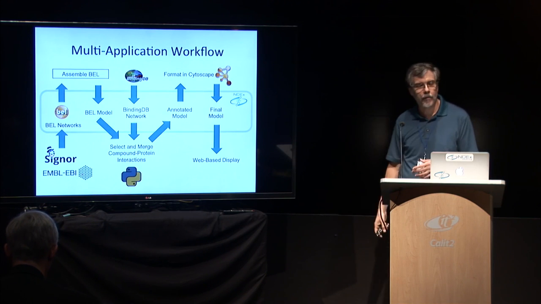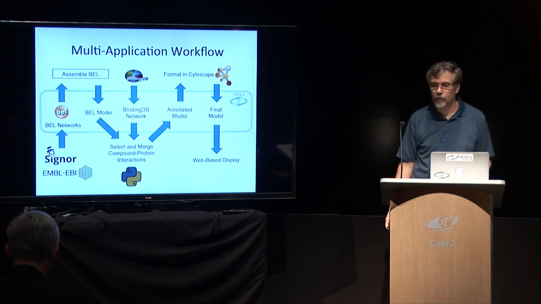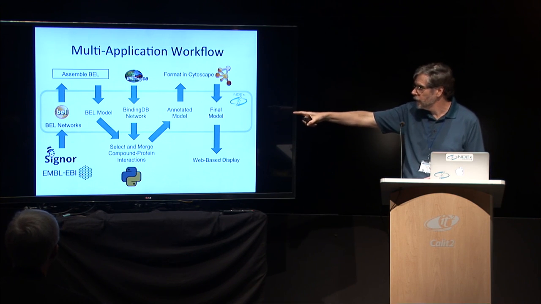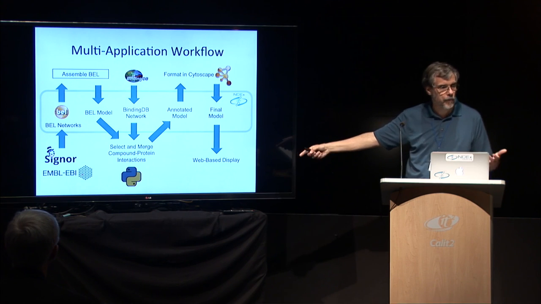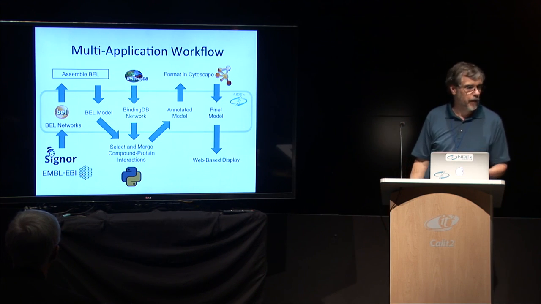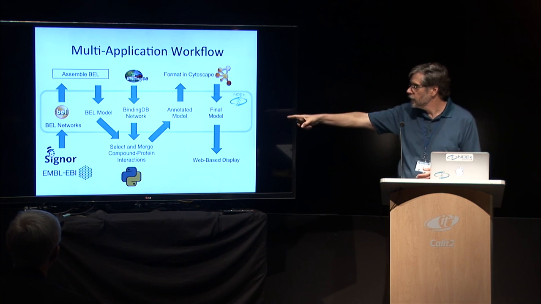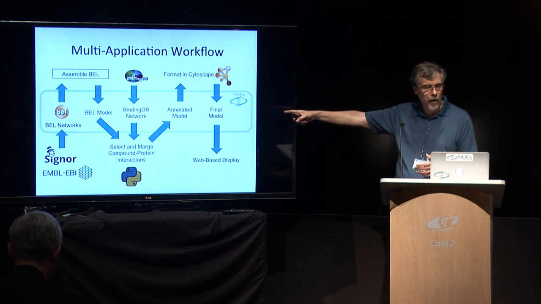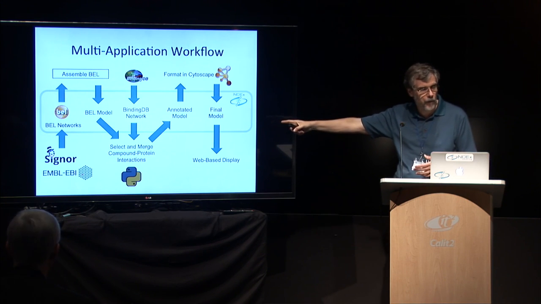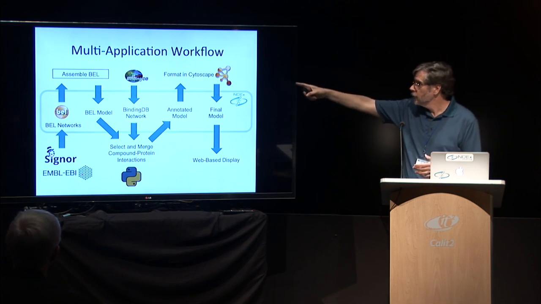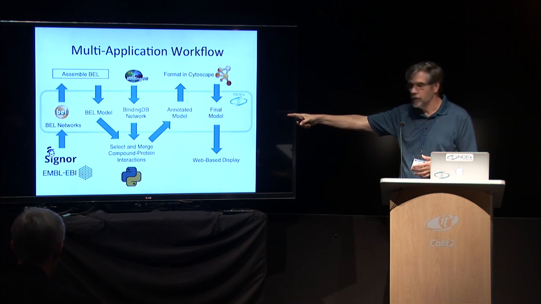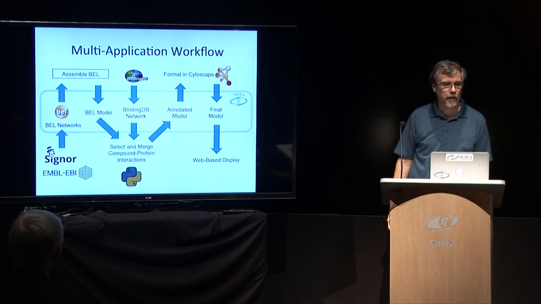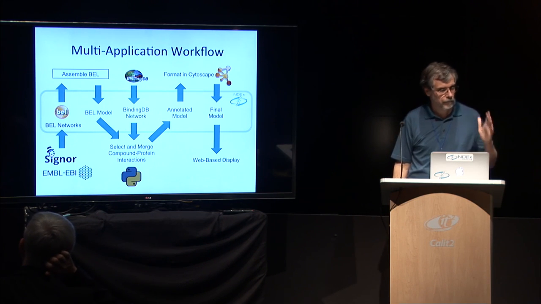And here's an example of a multi-application workflow. I want to say, look, get your stuff into Bell, assemble your Bell, put your model back in, now operate on it with utilities that you didn't think about before. Merge it with a database of compound to protein interactions, have an annotated model that tells people what tool compounds they might want to operate on the model, format that in Cytoscape, put it back into Index, publish it, make it available with a web-based display in your article. So, done.